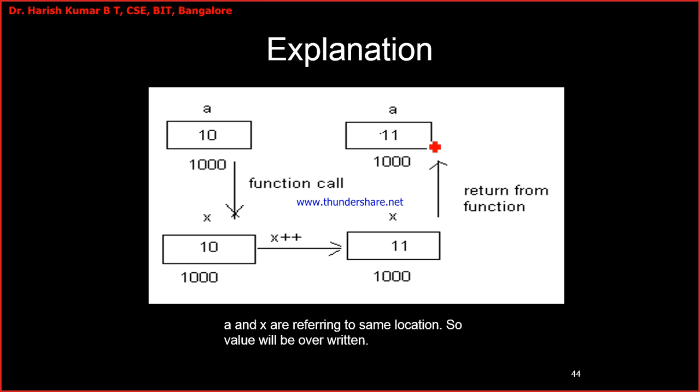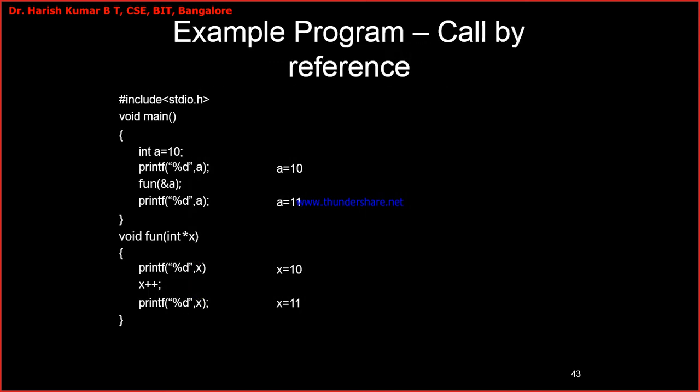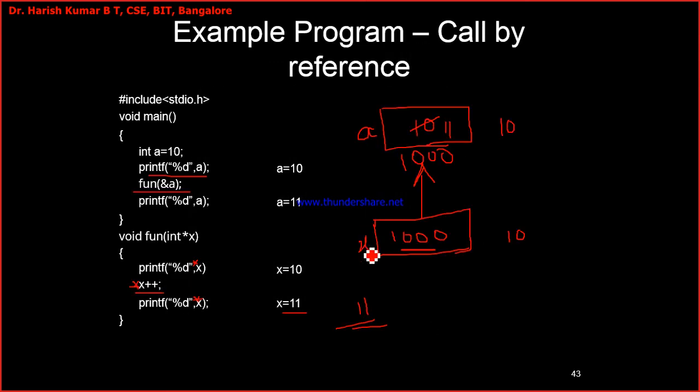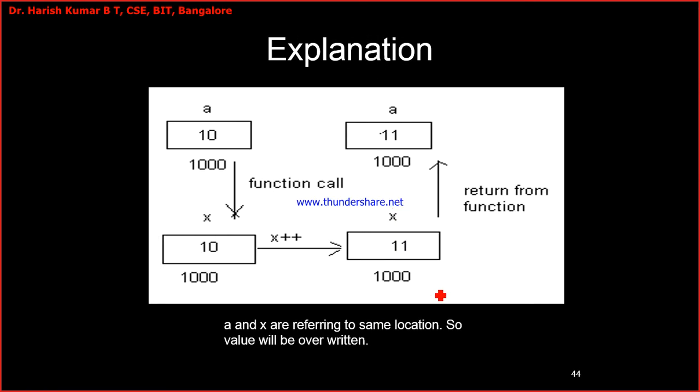So, same thing pictorially. See, a and x are referring to the same memory location. That is what I showed you here. x is a different memory location, but it is holding the address of this memory location. So they are referring to the same location, and the value will be overwritten. When you update it using x, it gets reflected in a.